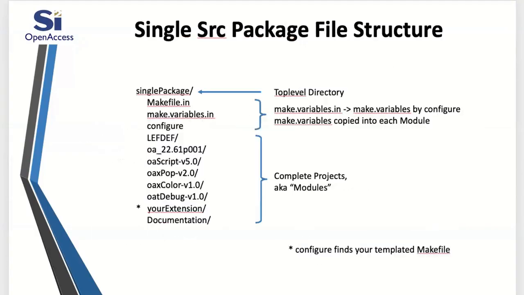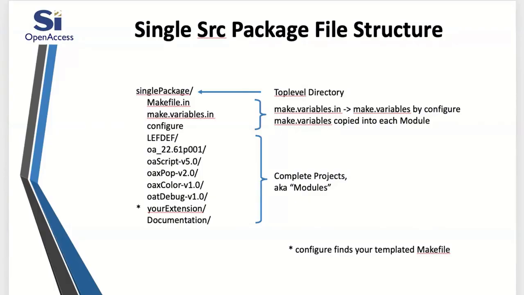I'd like to describe the file structure of the source package. So there is a top level directory, and in it, the make file and make variables file that get set with information that's collected from the configure process. There's the configure script that you would run, and then the packages. And you would put your extension into this single package top level directory.